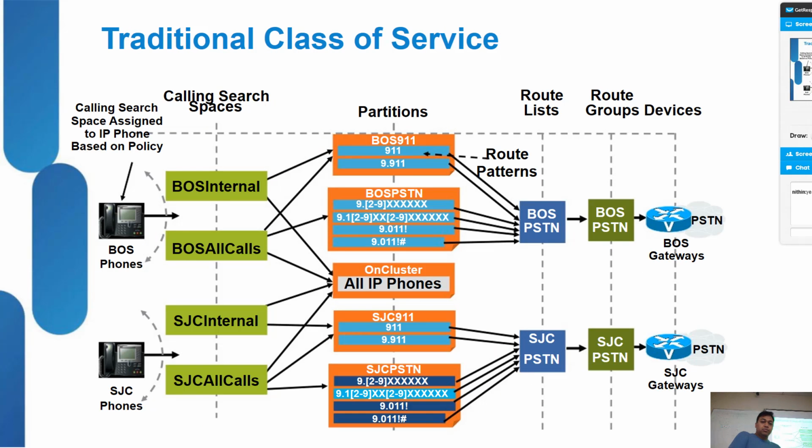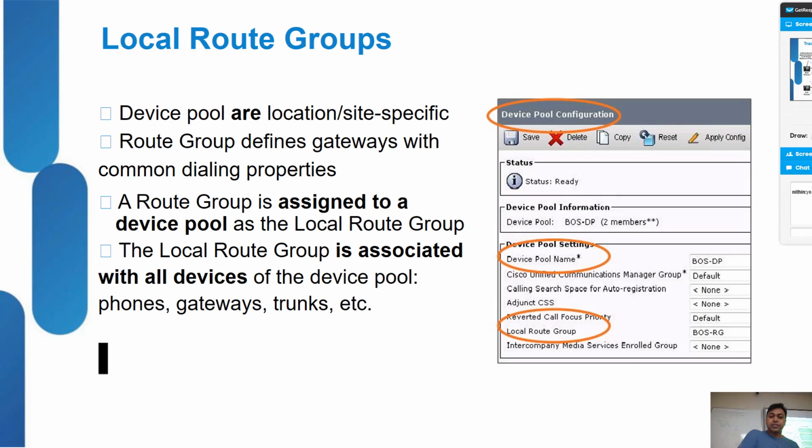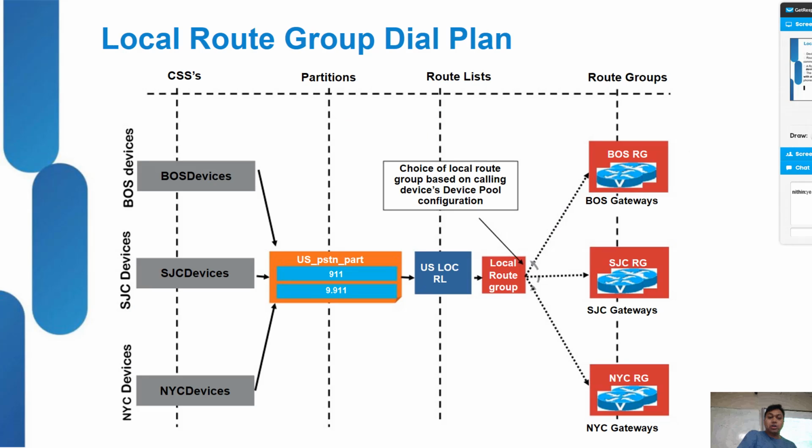So we already went through calling search space and transformation. I'm not going to go through that. You already know what a local route group is, right? All right, so make sure local route groups are configured properly. As you can see, whether it's a Boston device, San Jose device, or New York, whenever they dial 911, with the same pattern, the call will use the respective device pool to route the call.